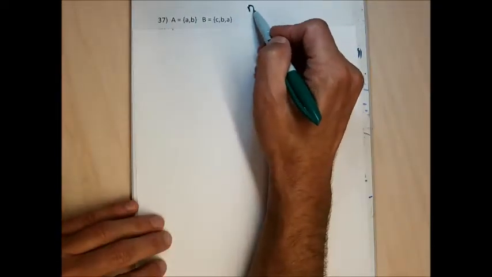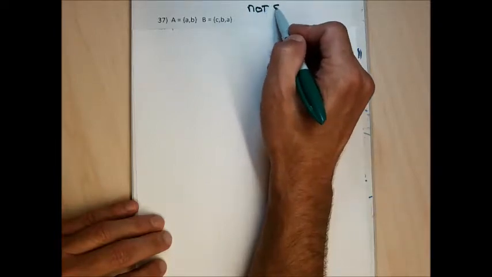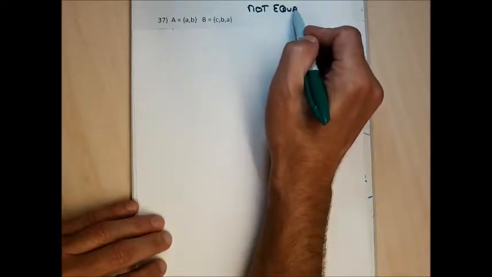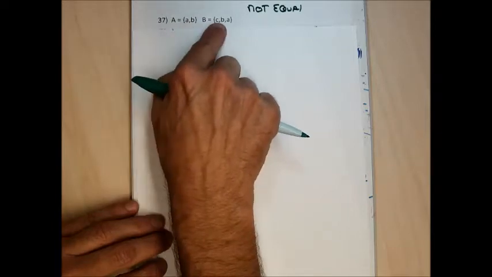Your 37, heck, let me just do 37 with you. Why don't you pause the video and do 37 if you don't know the answer. For 37, they're clearly not equal. The reason they're not equal is because this set is missing that C.